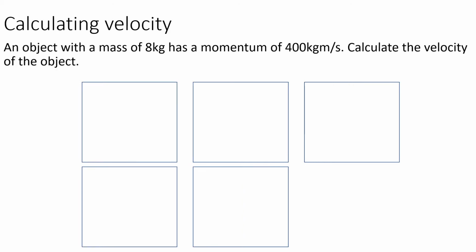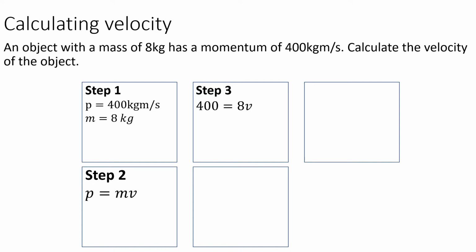Now instead, if we want to calculate the velocity, there is an extra step. So, an object with a mass of 8 kilograms has a momentum of 400 kilogram meters per second. Calculate the velocity of the object. Well, step 1 is to write down what we know. We know that the momentum is 400 kilogram meters per second and the mass is 8 kilograms. Step 2 is to write down the equation. Step 3 is to substitute in the numbers. But now we notice the v is not on its own. We need to make v the subject of the formula. So to get to step 4, which is to rearrange, we're going to make v the subject of the formula. It is 8 multiplied by v, and so we must do the inverse operation by dividing by 8.